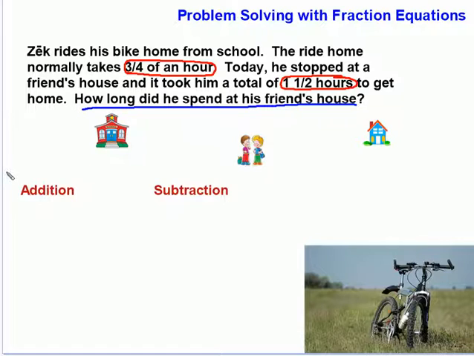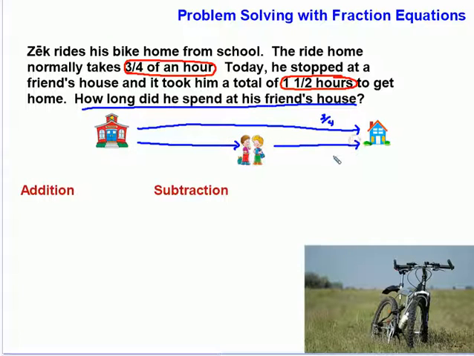Now, we know that normally it takes him how long to get home? 3/4 of an hour. So normally it takes him 3/4 of an hour to make this distance. But today he stopped at a friend's house and then he came home, and it took him 1½ hours. And we want to know how long he stayed at his friend's house.